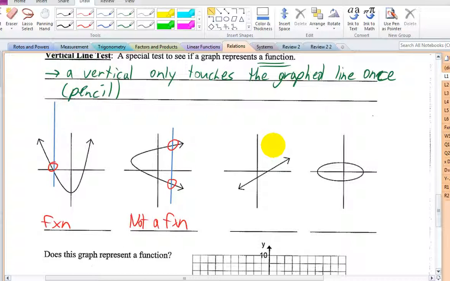Use your pencil. Right? I have a vertical line, but you can use your pencil, put it down over top. How many places does it touch this line? Once. So this is a function. It passes the vertical line test. What about this ellipse? How many times is it being touched? Exactly. Once at the top, once at the bottom. So it's not a function.